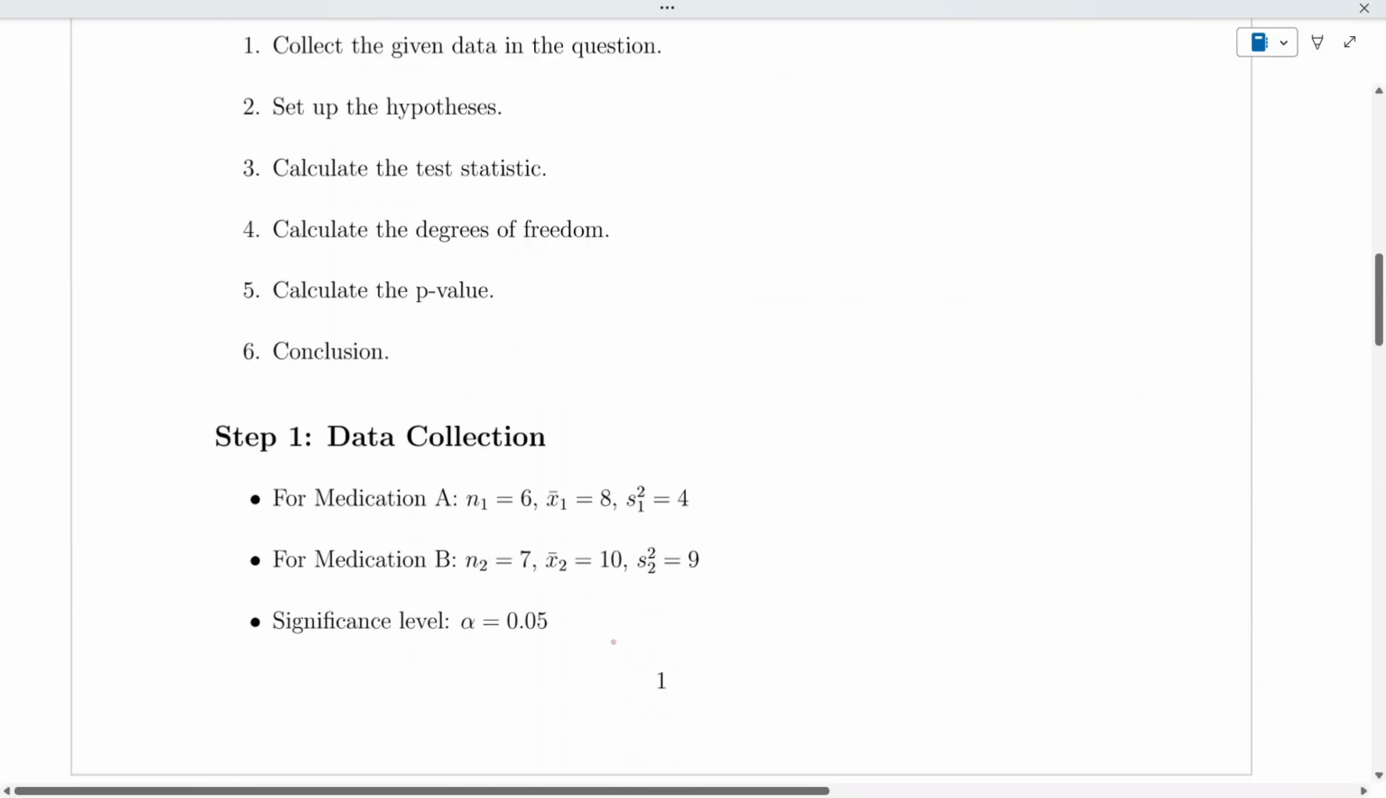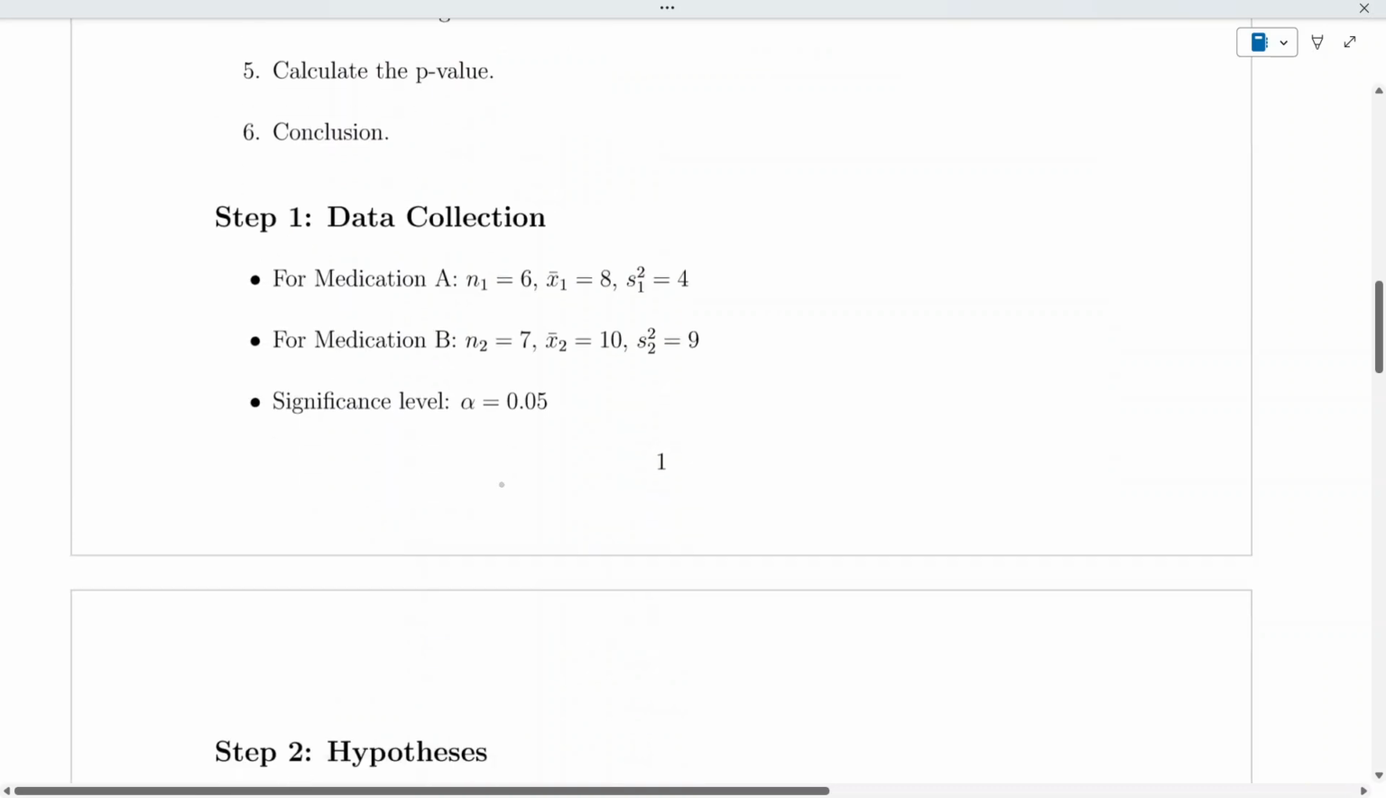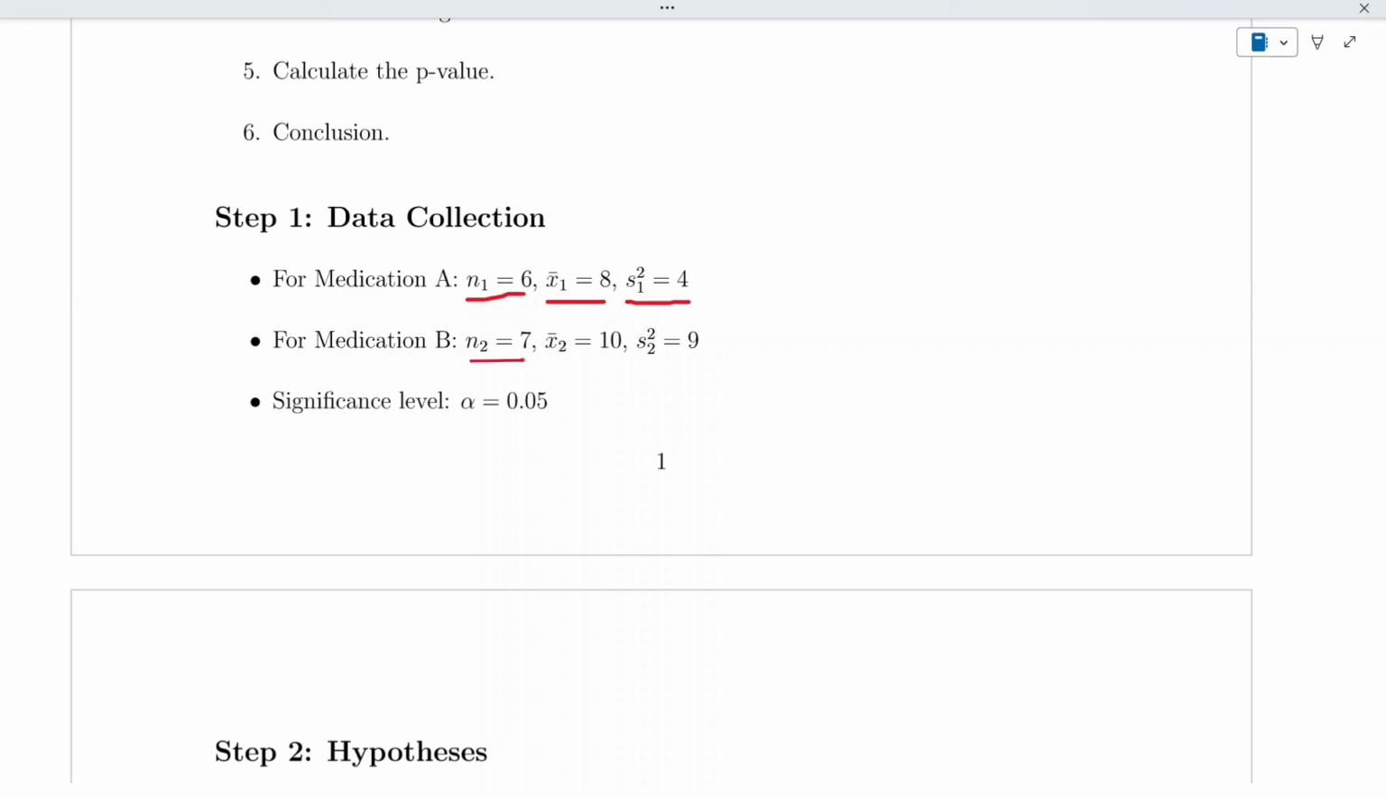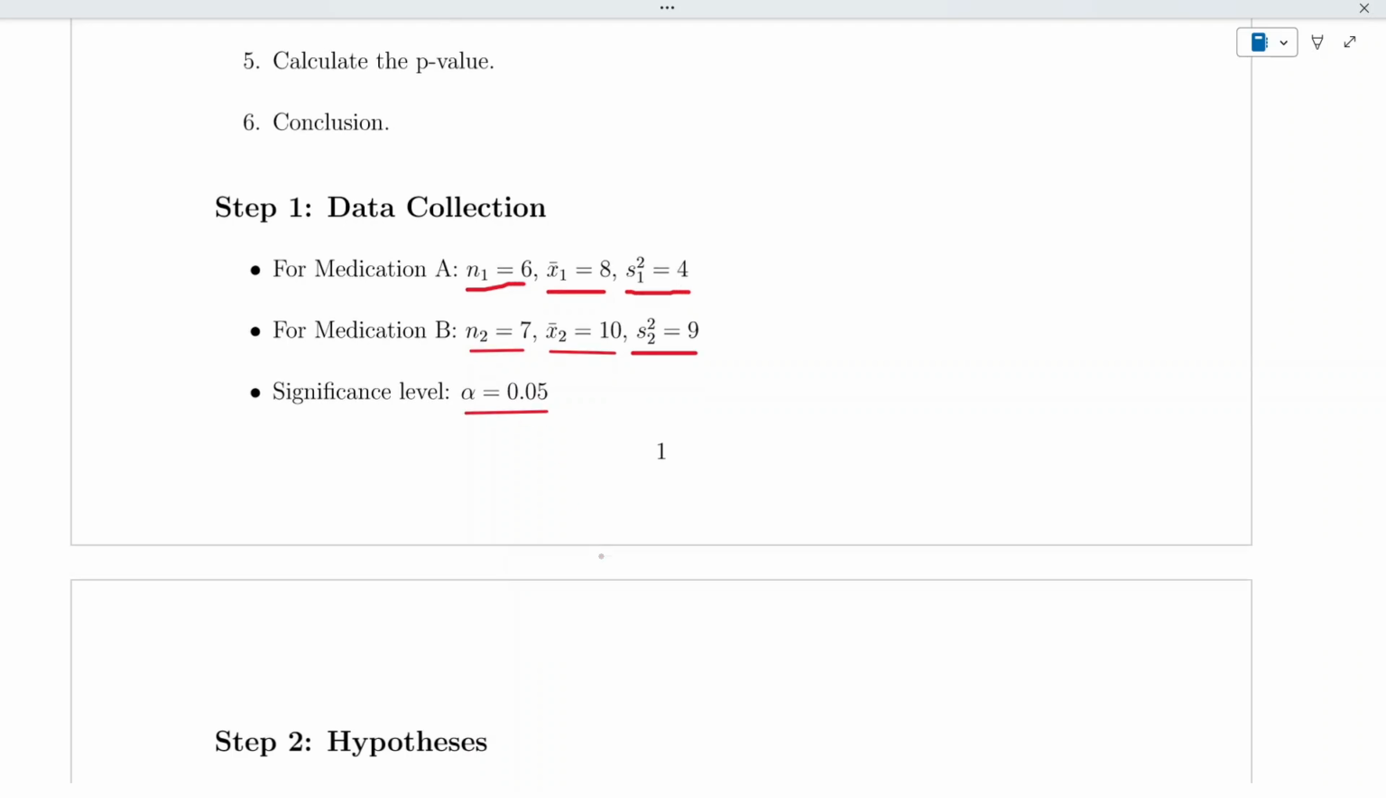Step 1. Collect the given data. For medication A, the sample size n1 is 6. The sample mean x1 bar is 8, and the sample variance s1 squared is 4. For medication B, the sample size n2 is 7. The sample mean x2 bar is 10, and the sample variance s2 squared is 9. The significance level, alpha, is 0.05.